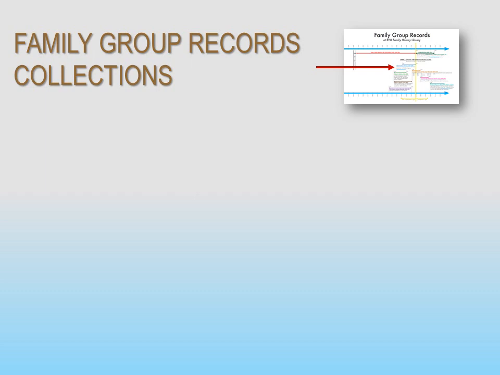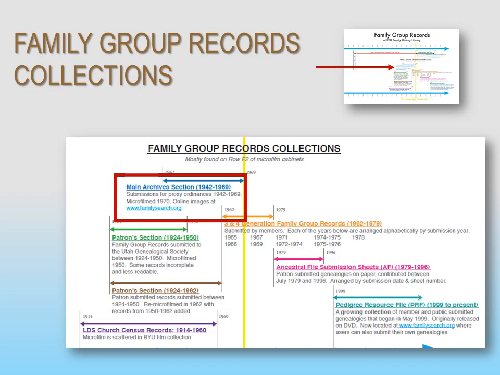Today, our emphasis will center on the different types of family group records. You have a handout of the chart. Attached to the chart are the documents that will detail how to search and how to locate each collection in the BYU Family History Library.